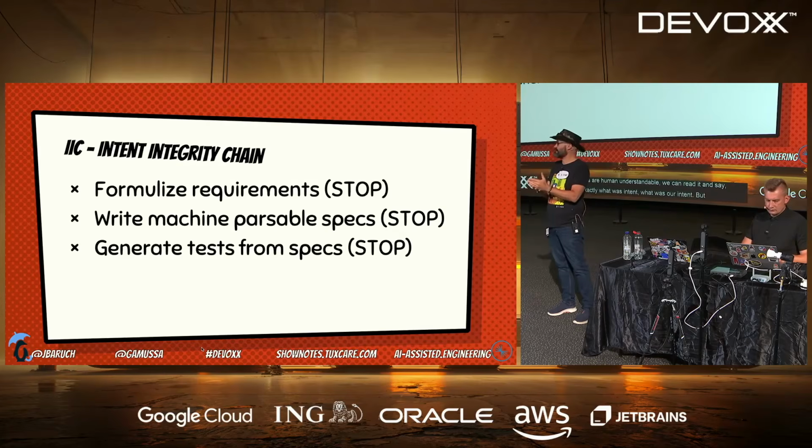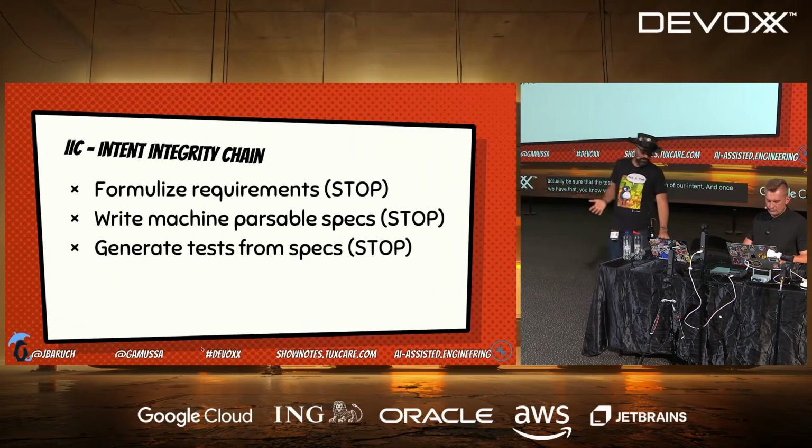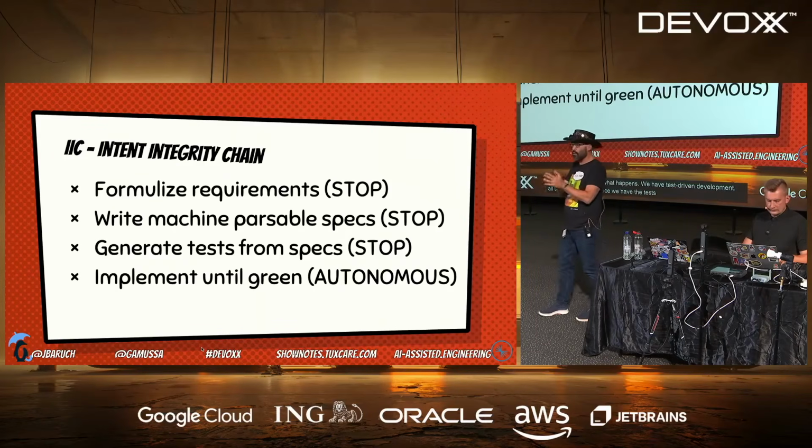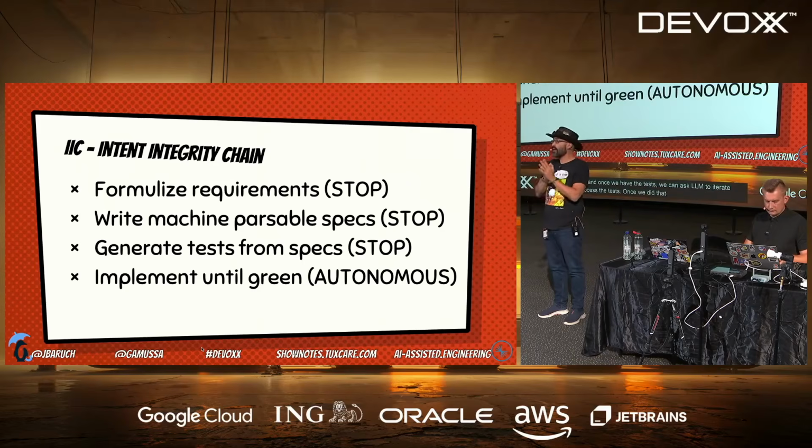But they're also machine parsable, so we can generate tests out of the specs. We can actually be sure that the tests are a representation of our intent. And once we have that, you know what happens. We have test-driven development all the way down, and once we have the tests, we can ask the LLM to iterate until the code passes the tests. Once we did that, we have a verifiable guarantee that the code represents our intent. And this is obviously priceless.